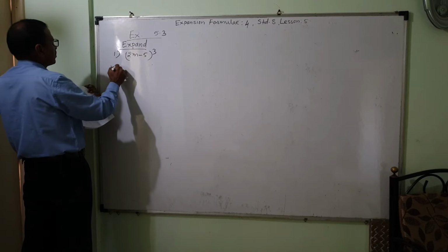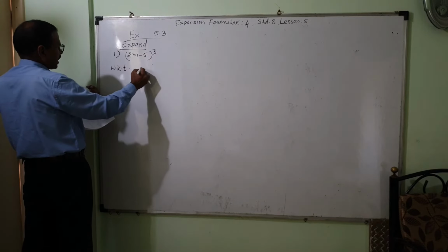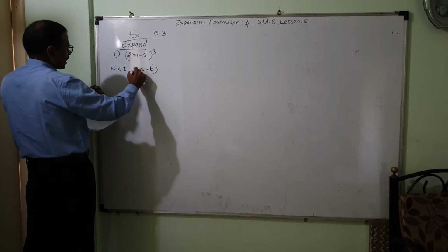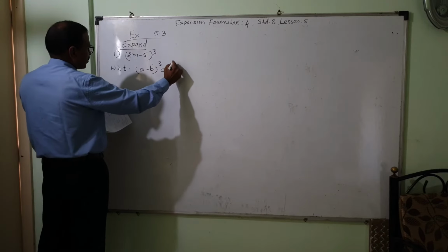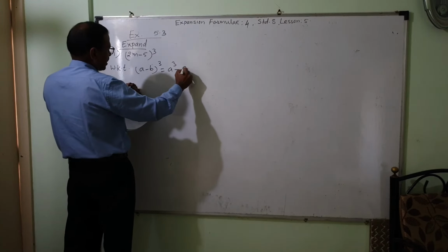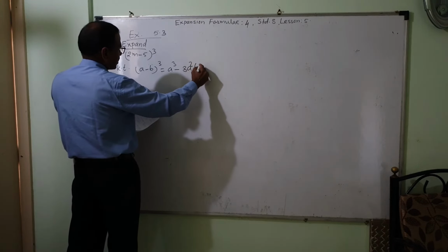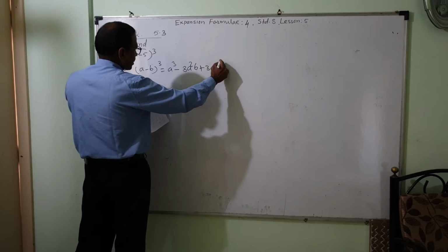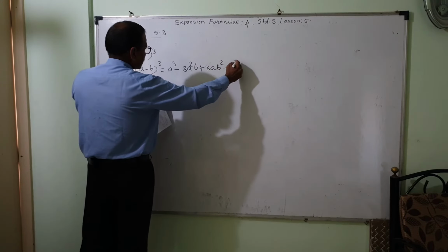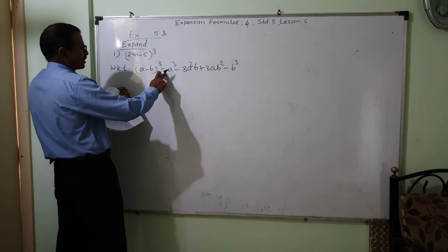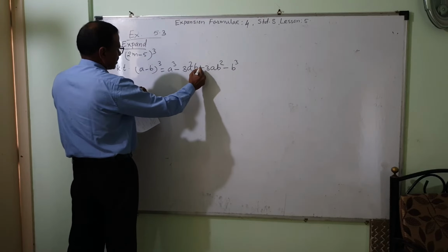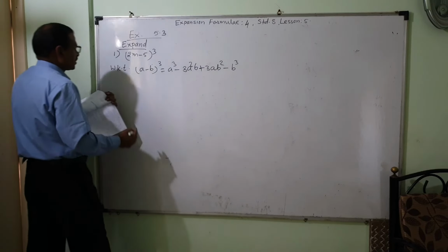So the solution will be: we know that (a − b)³ is equal to a³ − 3a²b + 3ab² − b³. See that alternate, I have told you, plus minus plus minus. This way you should remember.